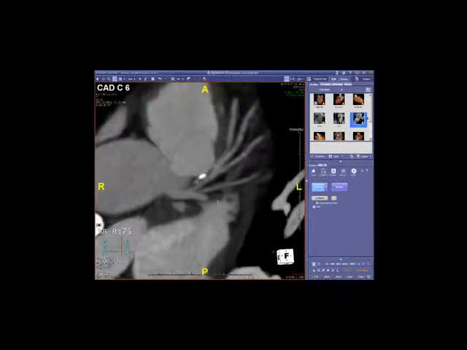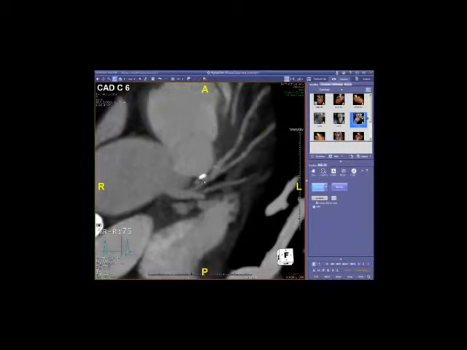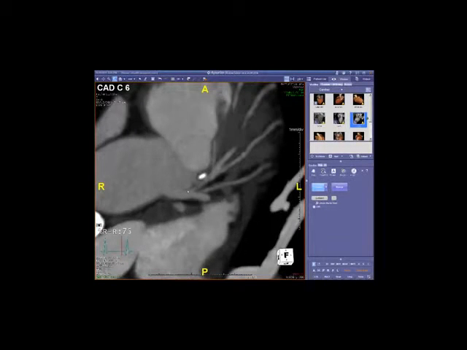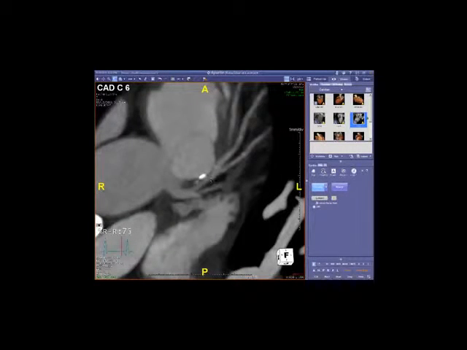The vessel is somewhat what we call positive remodeling. It's swollen a little bit. If we look at the diameter stenosis, however, perhaps in this section here versus this section here, we can see that the lumen itself is not severely compromised. So there appears to be a moderate narrowing of the lumen dimensions, even though we do have some plaque here in the proximal left anterior descending artery.